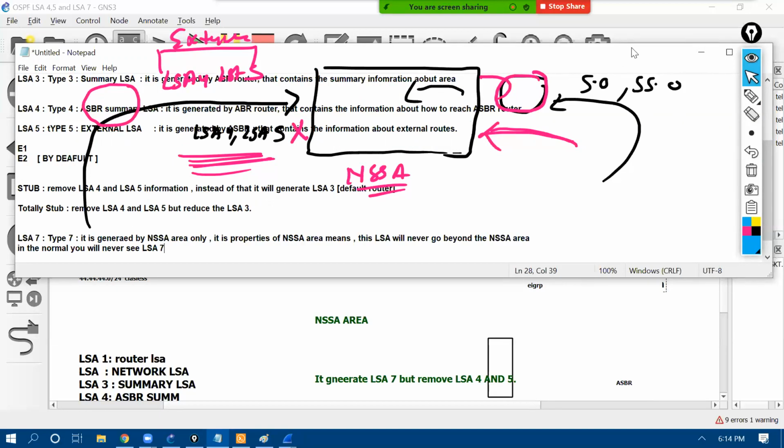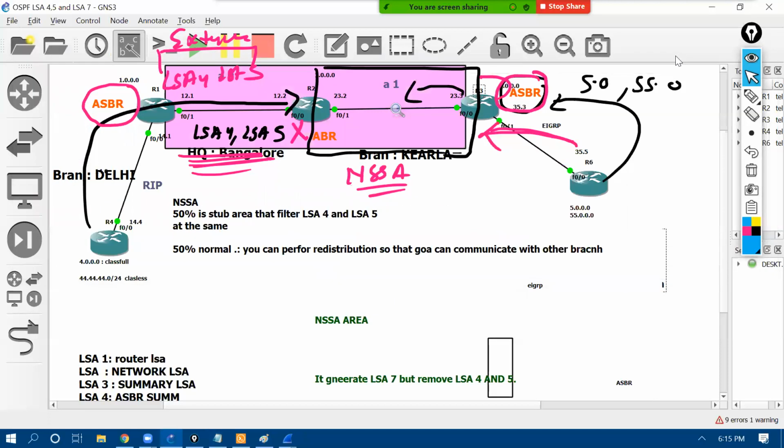Excuse me, sir. Yes, ask. Sir, what all routes are present in the RIP protocol? RIP side, sir. When you configure NSSA, R2 will not send this type 4 information to R3, sir. Never. Why? How can it still behave like a stub? But R3 can communicate, no, sir, if it was stub? Yeah, they can communicate. But in NSSA, they can't communicate, sir.